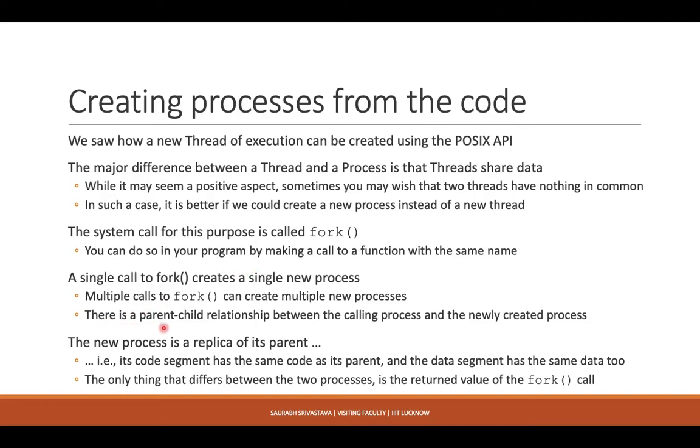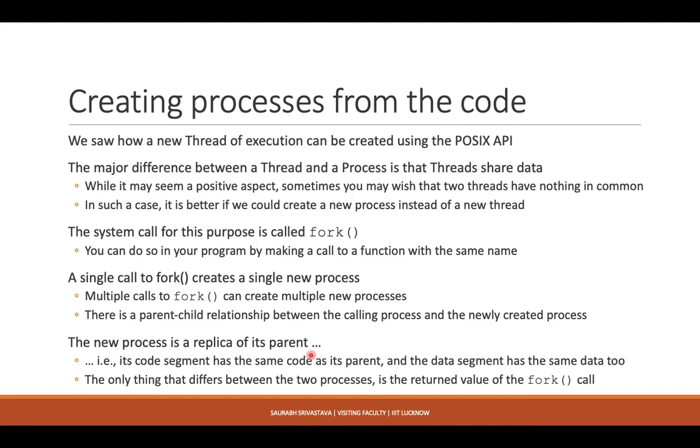And there is again, similar to the thread part, a parent and child relationship between the calling process and the newly created process. And this new process, by the way, is a replica of its parent. So you remember during threads we passed a function pointer, right? That I said determines where the new thread of execution will start executing. So you can pass a function pointer and the new thread will start executing statements from that particular function.